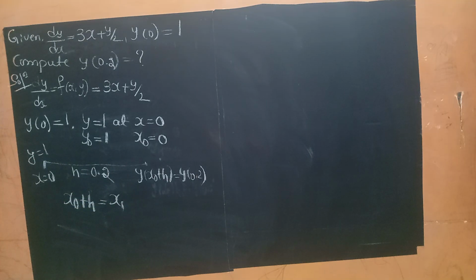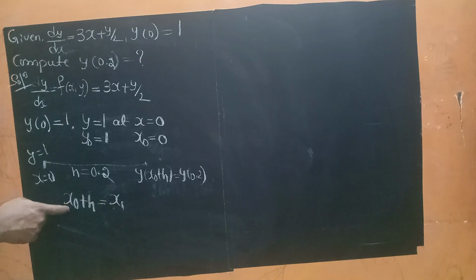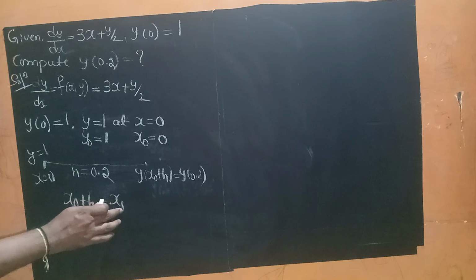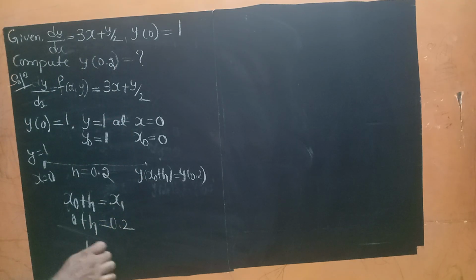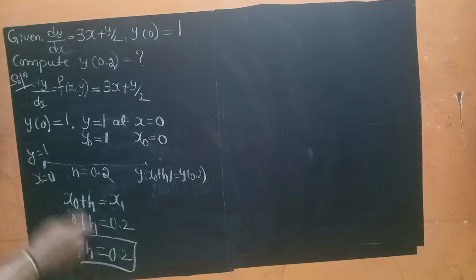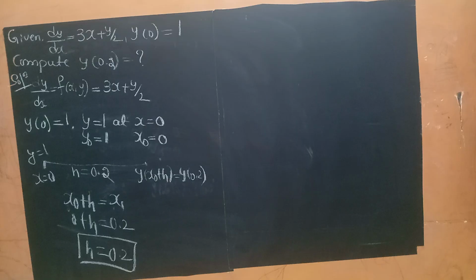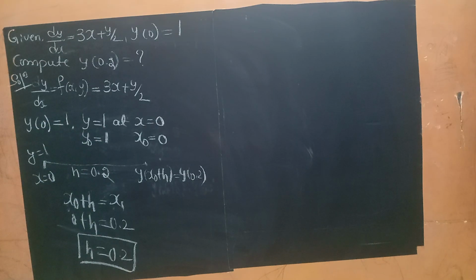So x0 plus h is x1, meaning x0 value we know, x1 value we know. X0 value is 0. H value I don't know. X1 value is the estimating value, and they have only given 0.2. So h equals 0.2 minus 0, which is 0.2. This is another way to find the h value, but usually I have to follow the first graphical straight line method. Very simple. So these are all prerequisites for our problem.